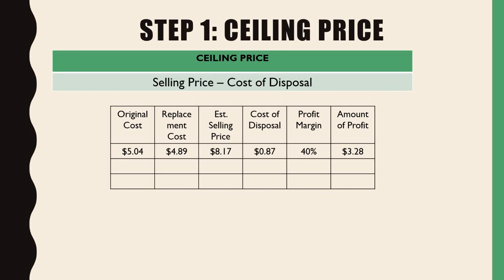Okay? And of course, for the profit margin, I want to make at least a 40% profit, which means that if I sell my item at $8.17, I want to get at least $3.28 out of it. Okay? So these are going to be given. Okay? So this is from your profit managers.